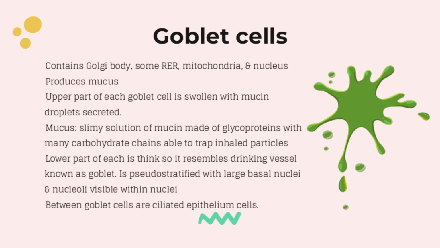Goblet cells. These cells contain a Golgi body, some rough endoplasmic reticulum, mitochondria, and the nucleus. They produce mucus. Each part of the goblet cell is swollen, and the mucin droplets are secreted. Mucus is a slimy solution of mucin, made of glycoproteins with many carbohydrate chains, able to trap inhaled particles. The lower part of each is thin and resembles a drinking vessel, known as a goblet. They are pseudostratified with large basal nuclei and nucleoli visible within the nuclei. Between goblet cells are ciliated epithelial cells.